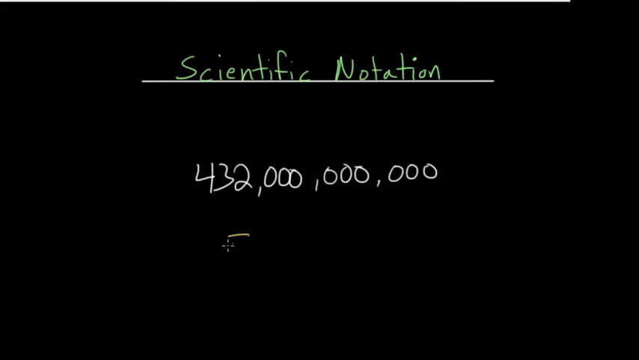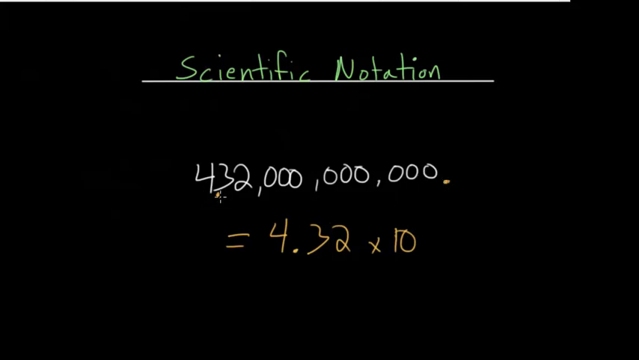The way to do this is to count how many times you'd move the decimal from where it is now so that it's between the first number and the second number. So it's always going to be one number followed by a decimal and then whatever remaining numbers you have. In this case, 3, 2, and we won't write all these zeros. The way that we account for all of that is we multiply this by 10 to some power. And that power will be how many times we actually moved the decimal.